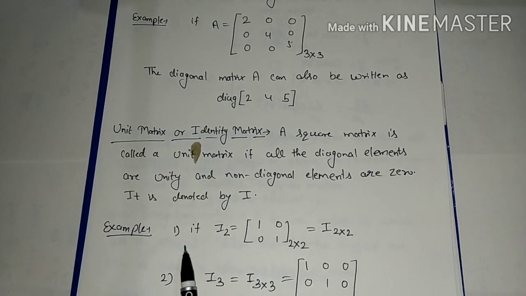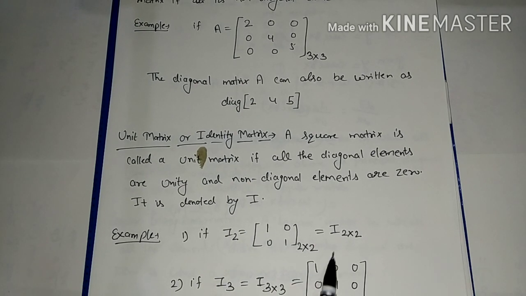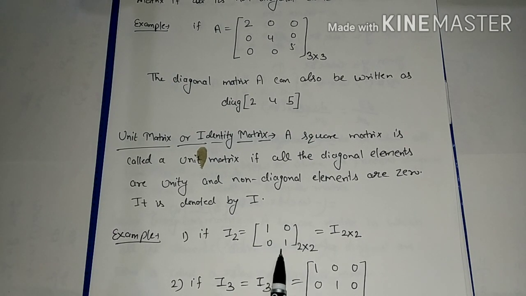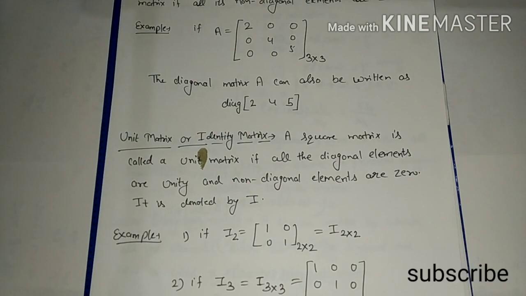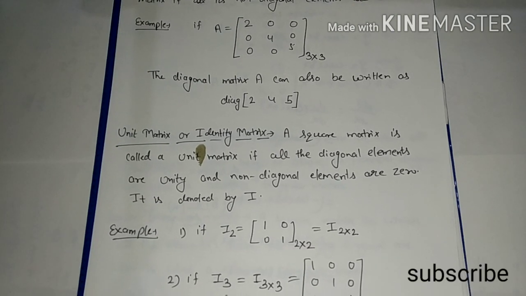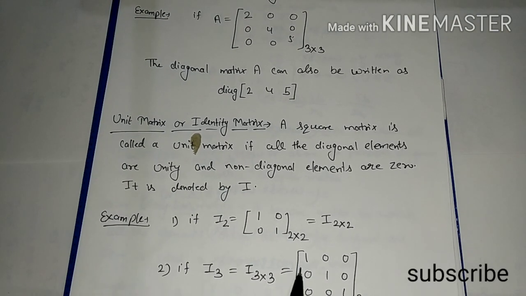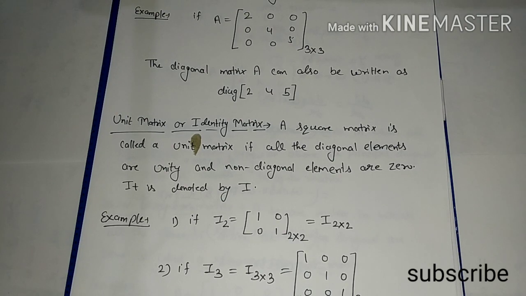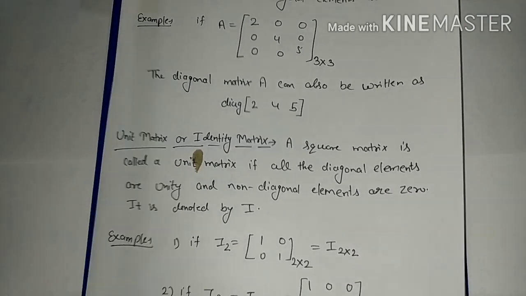So let us see example 1. If I2, 2 means order 2 by 2, here 2 rows and 2 columns. This is a square matrix. Diagonal elements are 1 and non-diagonal elements are 0. Second example, I3 means 3 by 3, a square matrix of order 3 by 3. Here diagonal elements are 1, 1, 1 and non-diagonal elements are 0. This is called a unit matrix of third order.